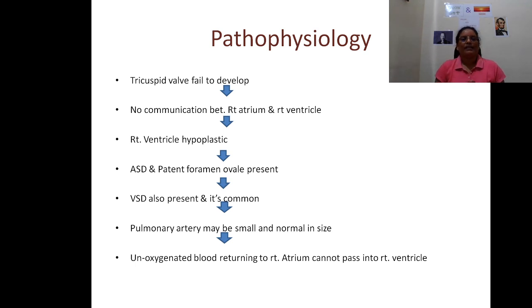Okay, then if the right ventricle is hypoplastic, then ASD and patent foramen ovale are also present in this condition, tricuspid atresia, and VSD is also common in tricuspid atresia. Then the pulmonary artery may be normal in size, or might be smaller than normal. Then unoxygenated blood returns to the right atrium because there is no way to pass through to the right ventricle.